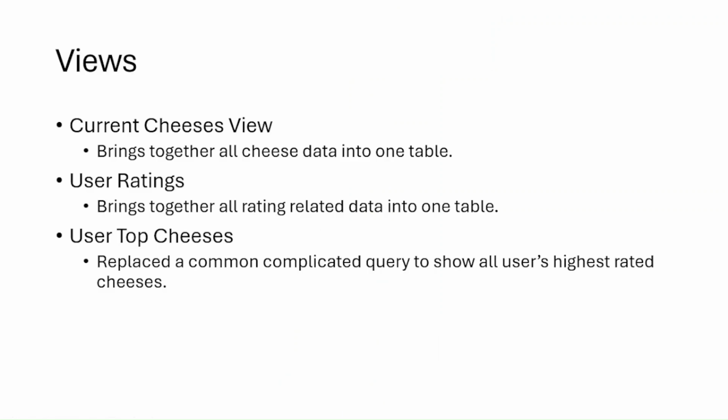So all this information is brought together in a number of views. You have the current cheeses view, which aggregates all the data from all the ratings, the users, and the main cheese table, and brings it all together. And also there's a soft delete process where it filters out ones that have been soft deleted. Then you have the user ratings view, which again brings together all the information about the user ratings into one simple table. And finally there's a separate view that's built off the user ratings view, which just shows all the users' top cheeses, which replaced a common complicated query that I was using.